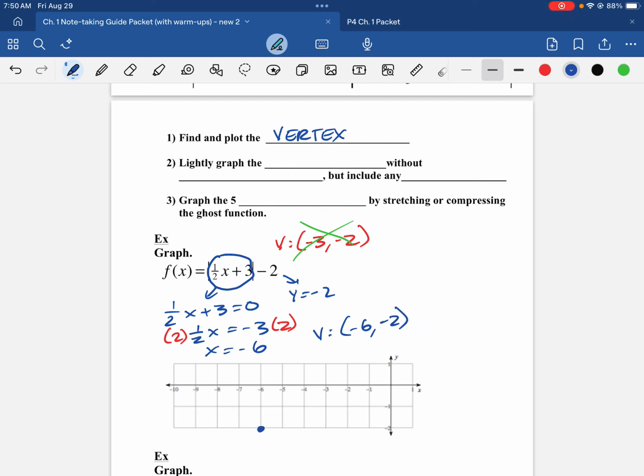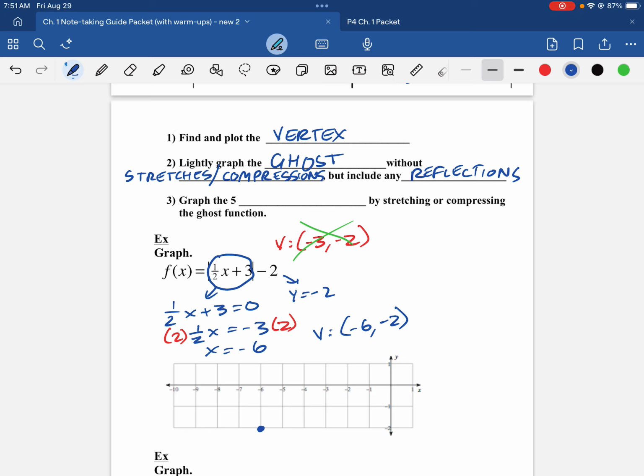My next step is going to be to plot what I call the ghost points. I'll just say lightly graph the ghost. If you're using a pencil, lightly graph it without stretches or compressions. This does have a stretch or compression, but I'm just going to pretend it doesn't for the ghost. But include any reflections. So I'm just looking at whether this opens up or down, is all I need to worry about. There's no negative in front of the absolute value, so it doesn't open downwards, it opens upwards.